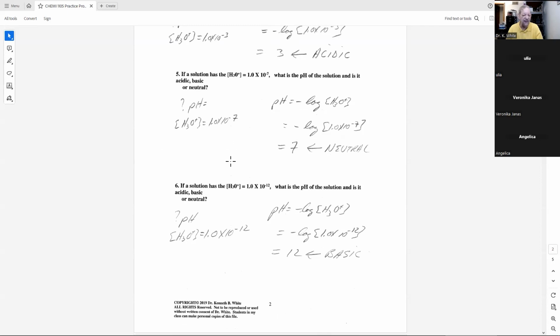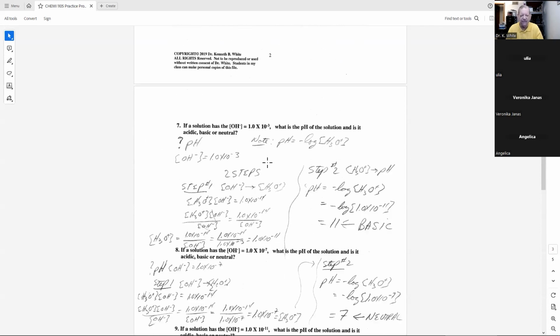And if we look at 5 and 6, same type of problem. Now, 8 points, if I were to put this on a test, the other was 6. If a solution has a hydroxide ion concentration times 10 to the minus 3, what is the pH of the solution? And is it acidic, basic, or neutral?